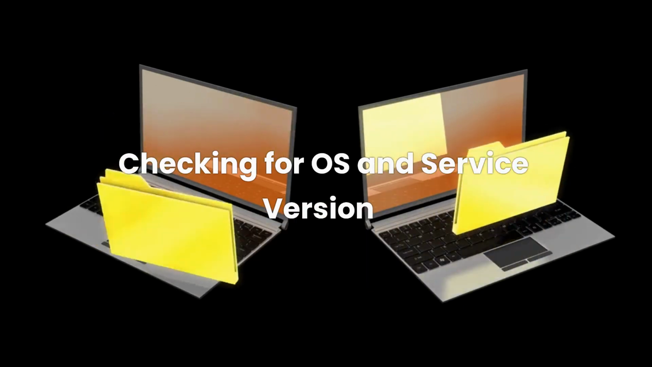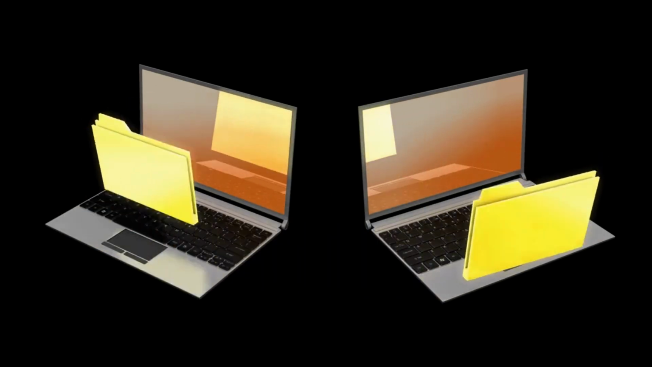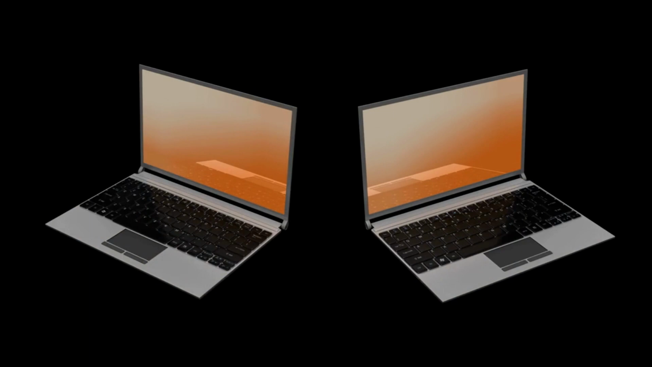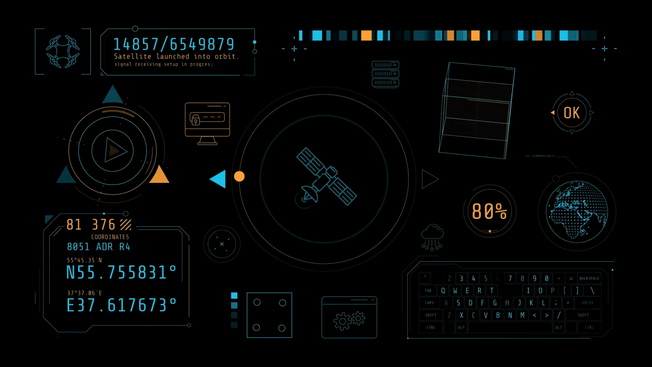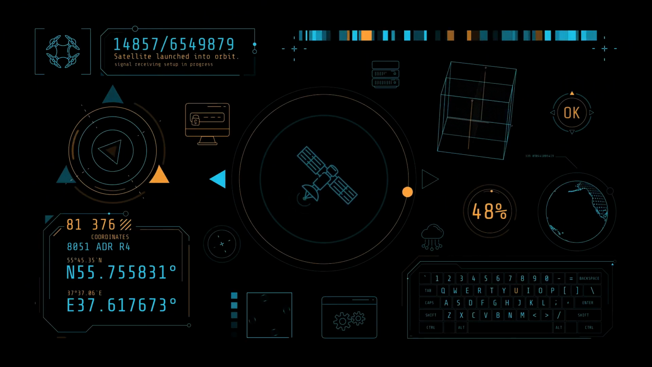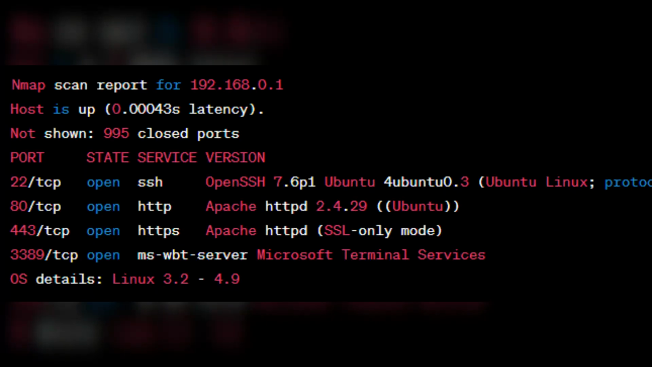Use case 3, checking for OS and service version. If you need to determine the operating system and version of services running on a device, you can use the following command: nmap -A followed by the IP. This will do an OS detection, version detection, script scanning, and traceroute. You will see output similar to this.